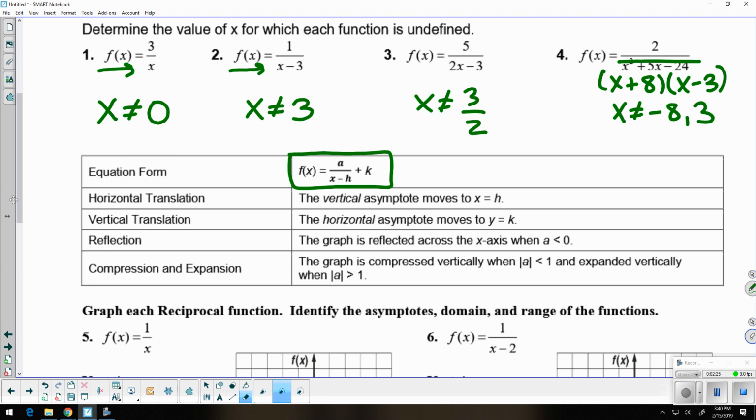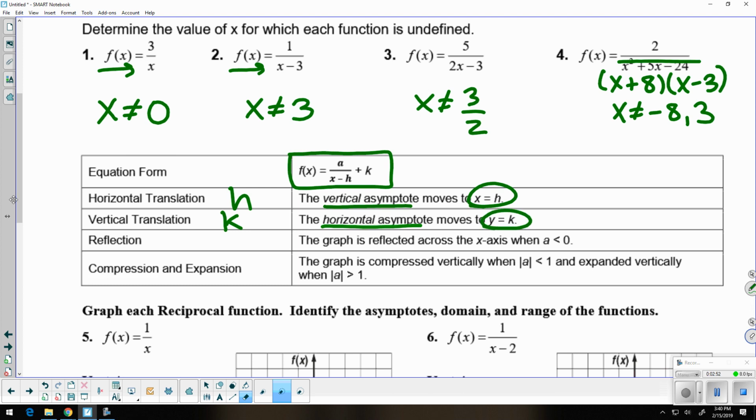But it's also going to be the vertical asymptote. So the vertical asymptote is going to be x equals h, whatever our h value is. For the vertical translation, our k value moves it vertically, either up or down, but it's also going to be the horizontal asymptote. It's going to be at y equals whatever our k value is.